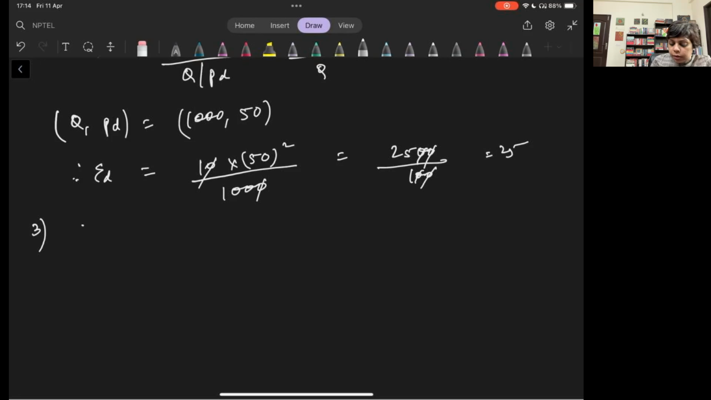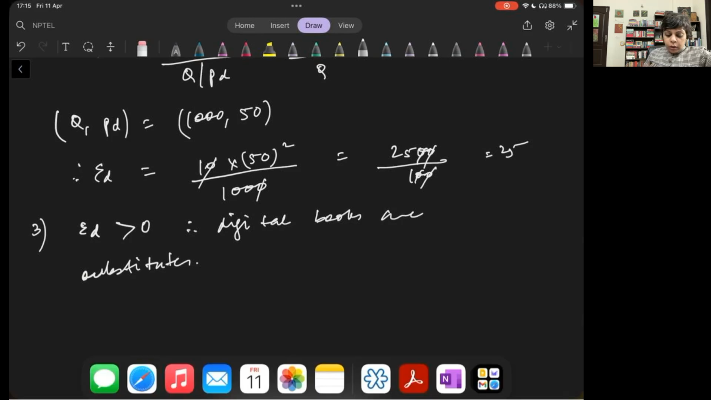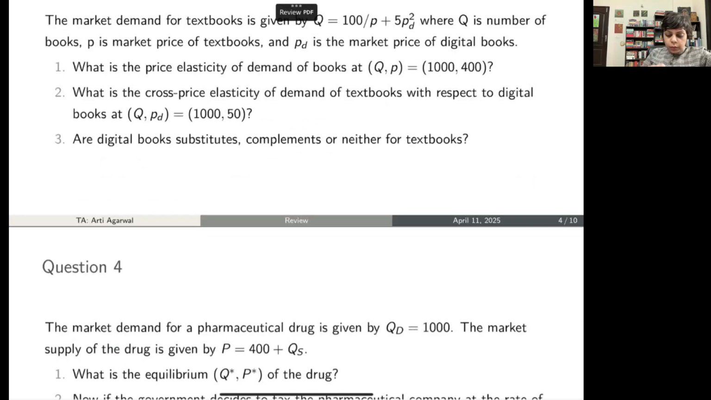Epsilon D is greater than 0. Therefore, let me write the full thing. Digital books. I just wrote it in short, because epsilon D is greater than 0, but you understand what I'm trying to say, right? We're talking about how price changes are affecting the quantity demanded for the good. Okay, so this answers this question.